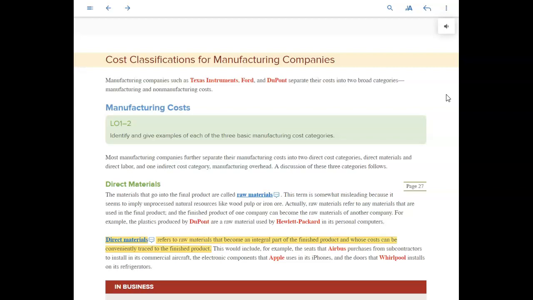First of all, direct materials, also called raw materials. And this can be the wood pulp, iron ore, other wood, steel, whatever goes into the product. And these can be traced directly to the product that's being produced. They can be easily traced to that product. So if you're going to make wooden furniture, well, a direct material would be the wood you're using in that product.